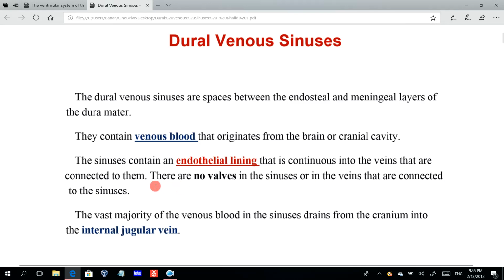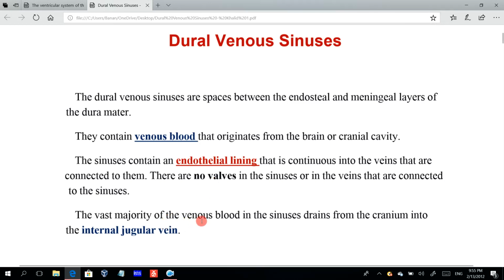These sinuses have no valves. It is different from the veins in other parts of the body. All the veins in our bodies contain valves, but these dural venous sinuses carry no valves. Also, the veins that connect to these sinuses contain no valves.